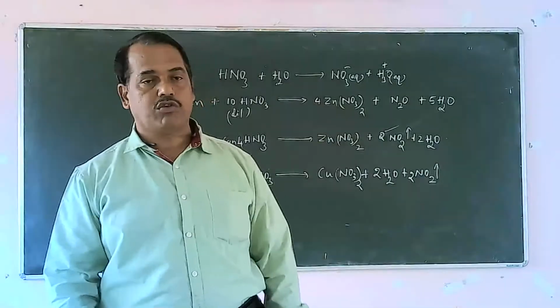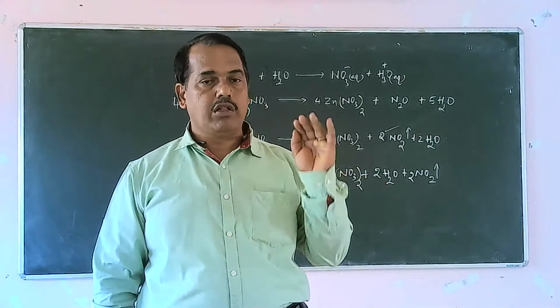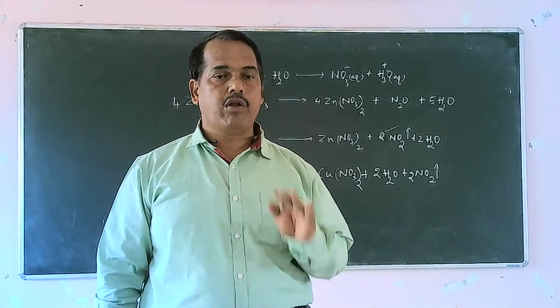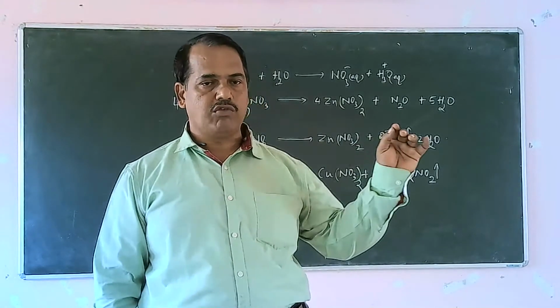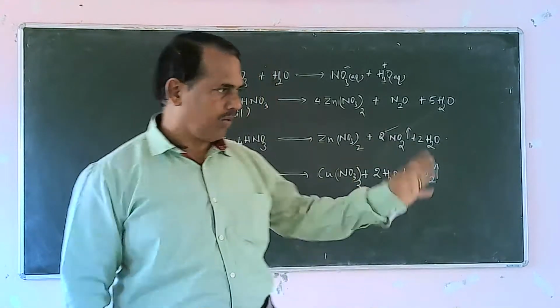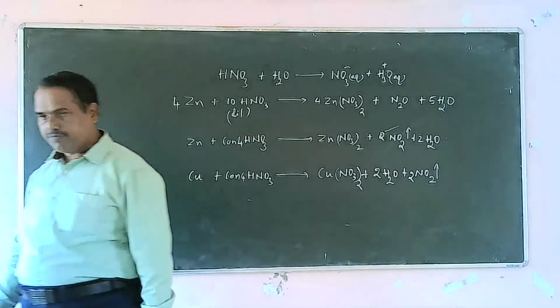One more question can be asked: name the gas liberated when copper reacts with concentrated nitric acid. The gas liberated is nitrogen dioxide. Brown colored gas is evolved. Some of these reactions we studied in the lab also.